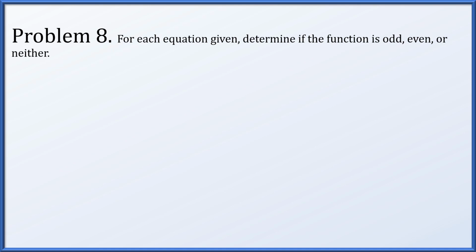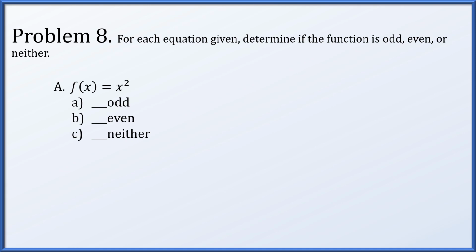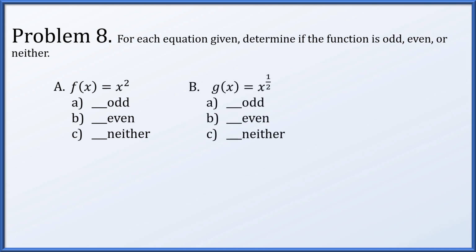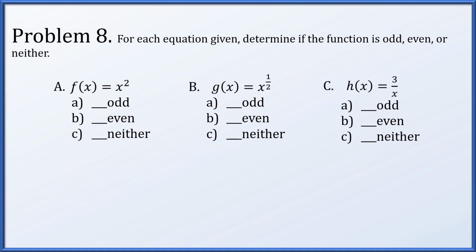In problem 8, we're going to be given several equations and asked to determine if these functions are odd, even, or neither. First will be f of x equals x squared, second g of x is x to the 1/2, and third h of x equals 3 over x. To determine if a function is odd or even, you replace x with minus x, and essentially you see what happens. So f of minus x would be minus x squared. I'm going to write that as minus x times minus x, which can be factored as negative 1 times x times negative 1 times x. In other words, negative 1 squared times x squared. Of course, what is negative 1 squared? It's 1. So we have f of minus x is x squared, which is the same thing as the original f of x.